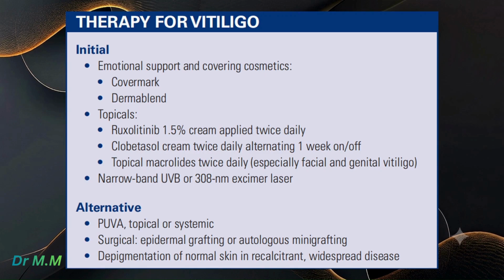Therapy for vitiligo. Initial: emotional support and covering cosmetics, Covermark, Dermablend. Topicals: ruxolitinib 1.5% cream applied twice daily; clobetasol cream twice daily, alternating 1 week on, 1 week off; topical macrolides twice daily, especially for facial and genital vitiligo. Narrowband UVB or 308 nanometer excimer laser. Alternative: PUVA, topical or systemic. Surgical: epidermal grafting or autologous mini-grafting. Depigmentation of normal skin in recalcitrant, widespread disease.